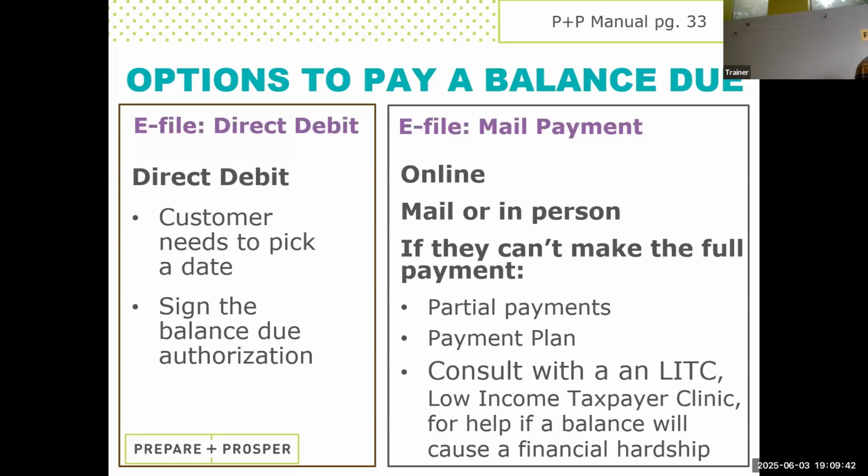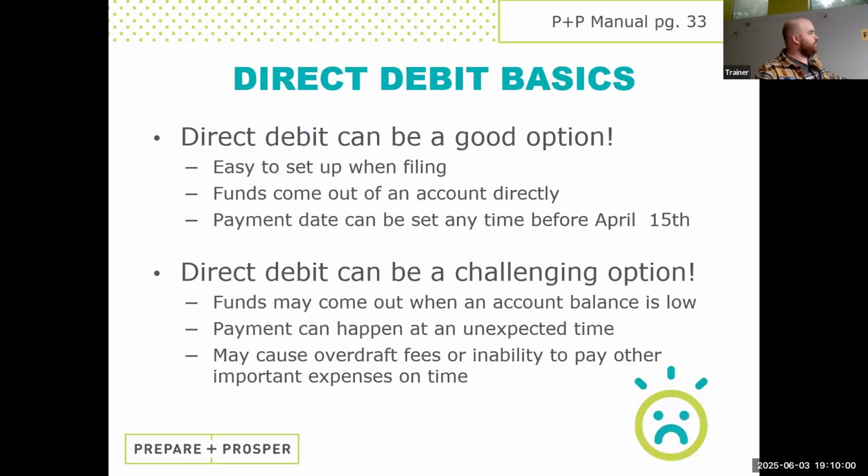If they're really large, we will refer them to the low income taxpayer clinics. We have 2 of those. One is at the U Law School, and the other is at Mid-Minnesota Legal Aid. We have a whole handout we'll get into about how to make payments, but let's talk about these options one at a time. So the first one, direct debit, can be pretty simple, right? It's fast for people. They don't have to think about it. You can pick any date.